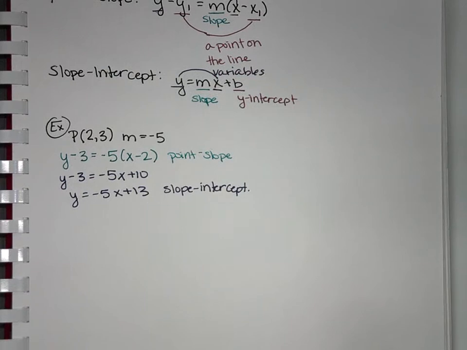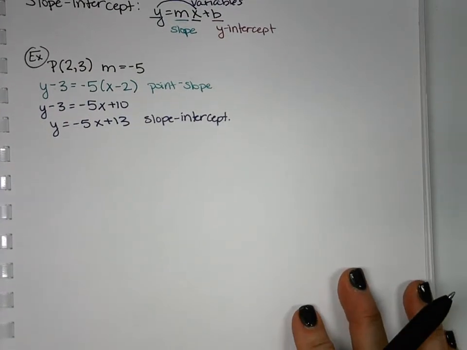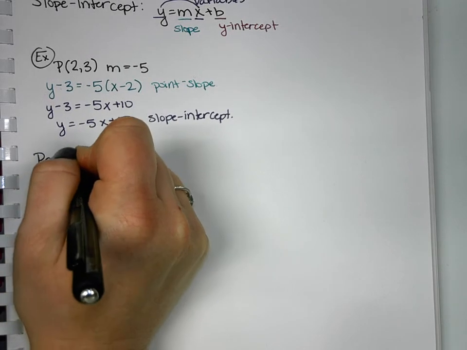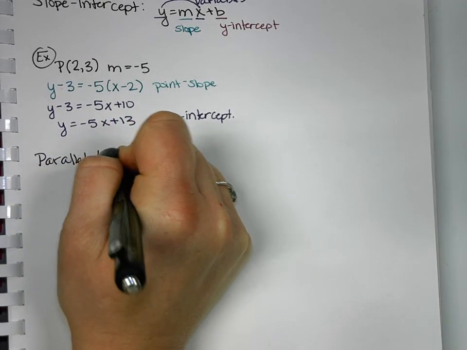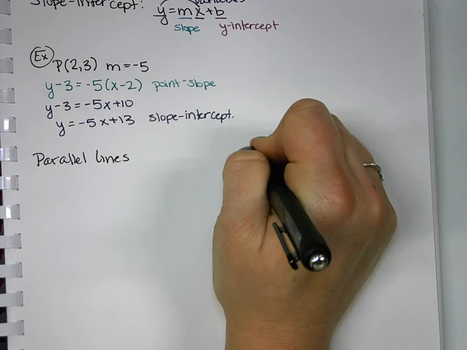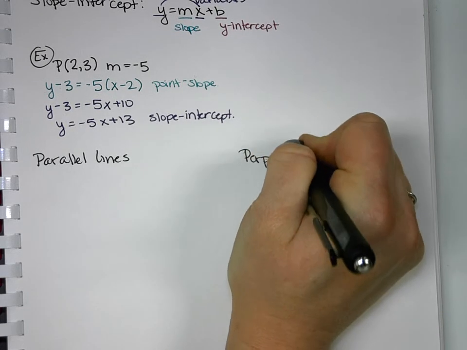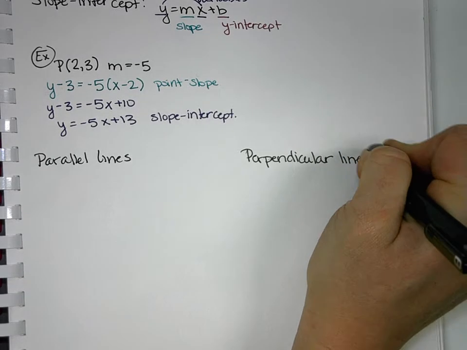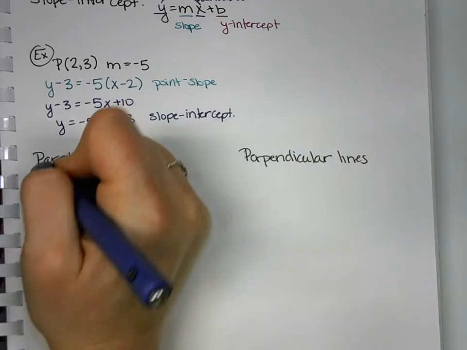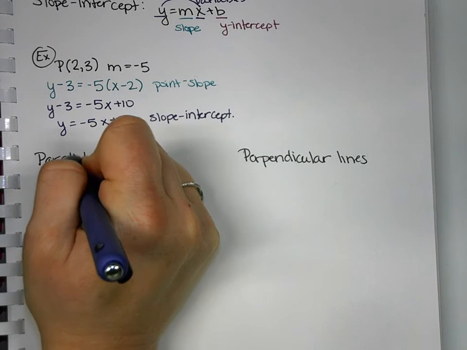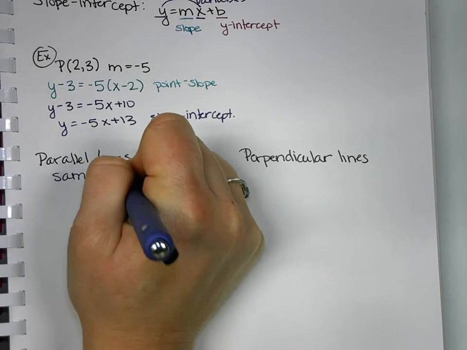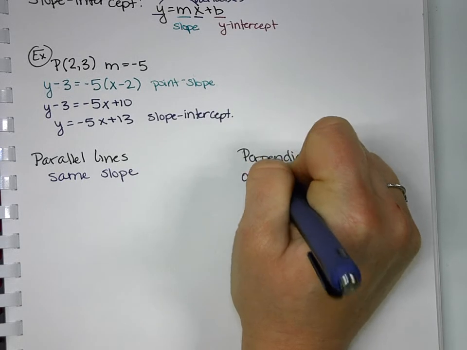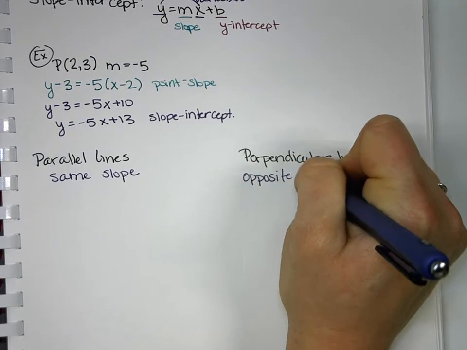Okay, something else with lines that we need to recall is parallel and perpendicular. So, parallel lines and perpendicular lines. Parallel lines have the same slope. Perpendicular lines have opposite reciprocal slopes.